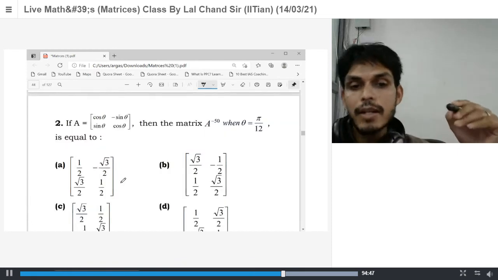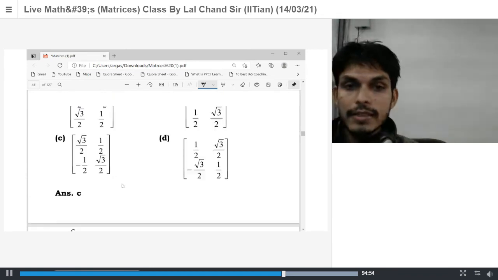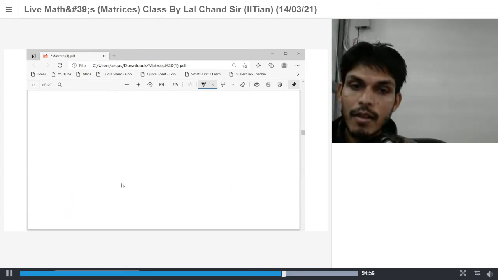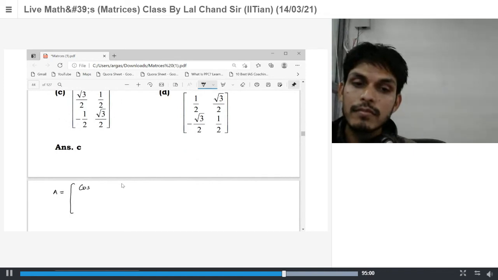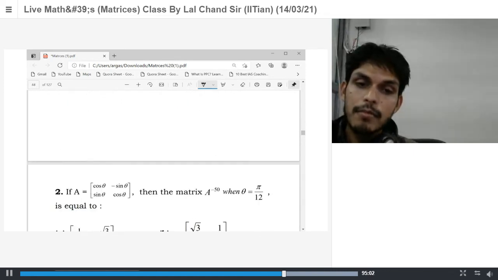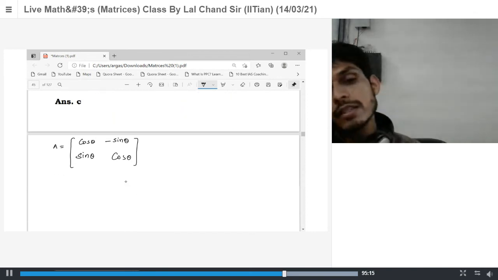So we have a matrix A that is cos theta, minus sin theta, cos theta. So we need to find A inverse. So what is the inverse of this matrix?